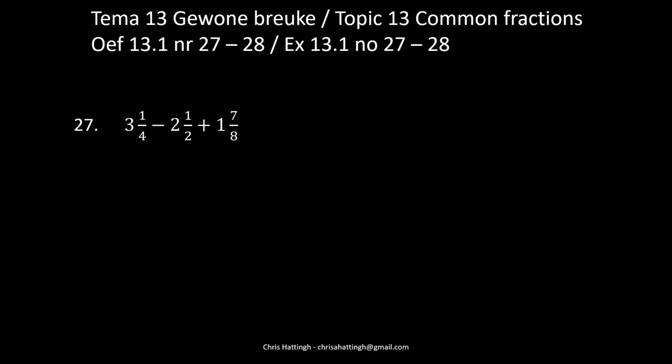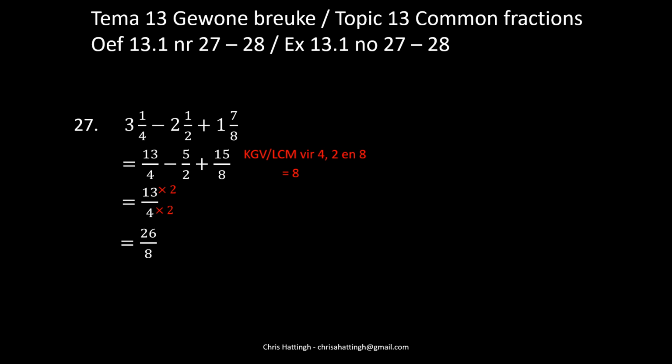Number 27, convert to improper fractions. So it's going to be 13/4 minus 5/2 plus 15/8. You need to find the LCM of a 4, a 2, and an 8. That will be 8. So for the first one, you're going to multiply by 2, and you'll find 26/8. The second one, you're going to multiply by 4, and it's going to be 20/8. And the last one is going to stay the same.